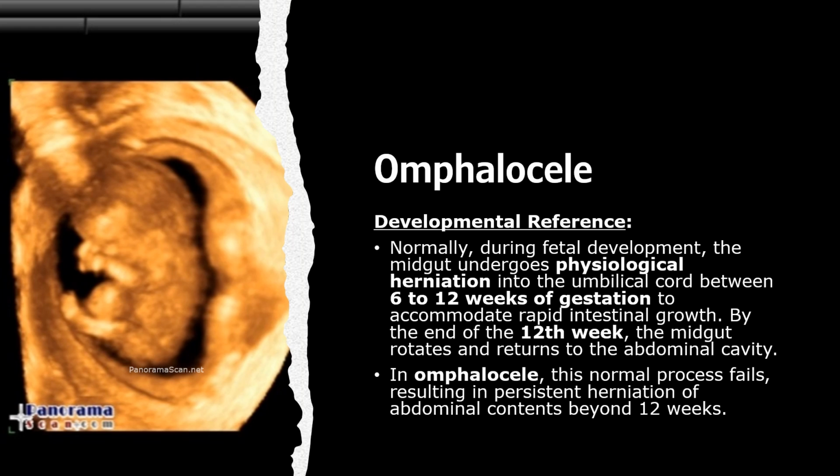In cases of omphalocele, this process does not occur as expected. The abdominal contents remain herniated beyond 12 weeks of gestation, resulting in the persistent presence of organs outside the abdominal cavity, enclosed in a protective membranous sac with a cord insertion on top of this mass. This failure of midgut rotation is what underlies the condition we observe clinically as an omphalocele or exomphalos major.